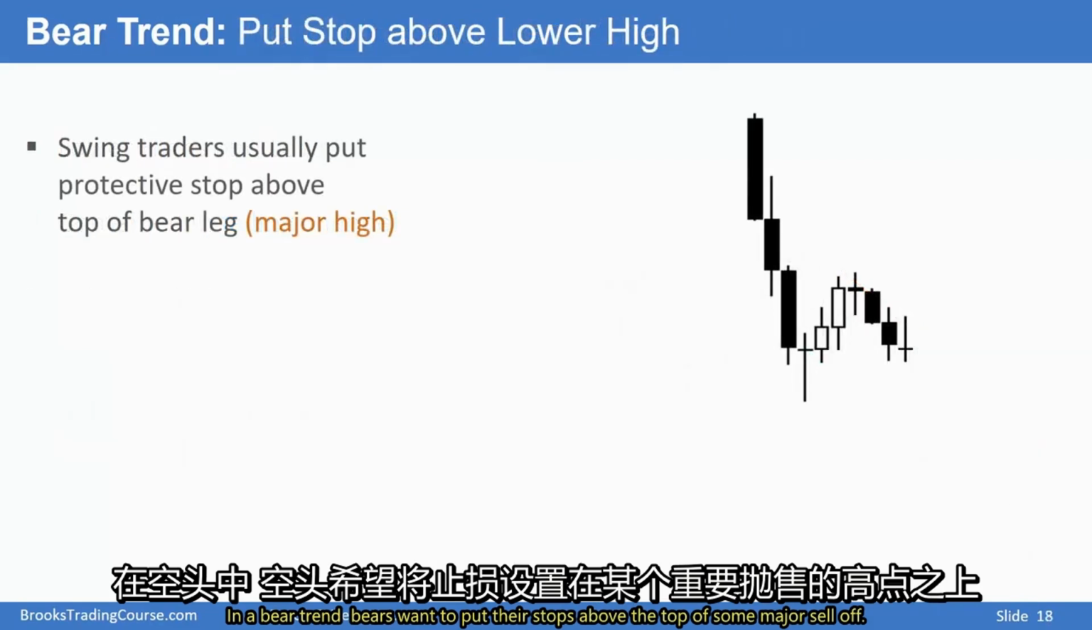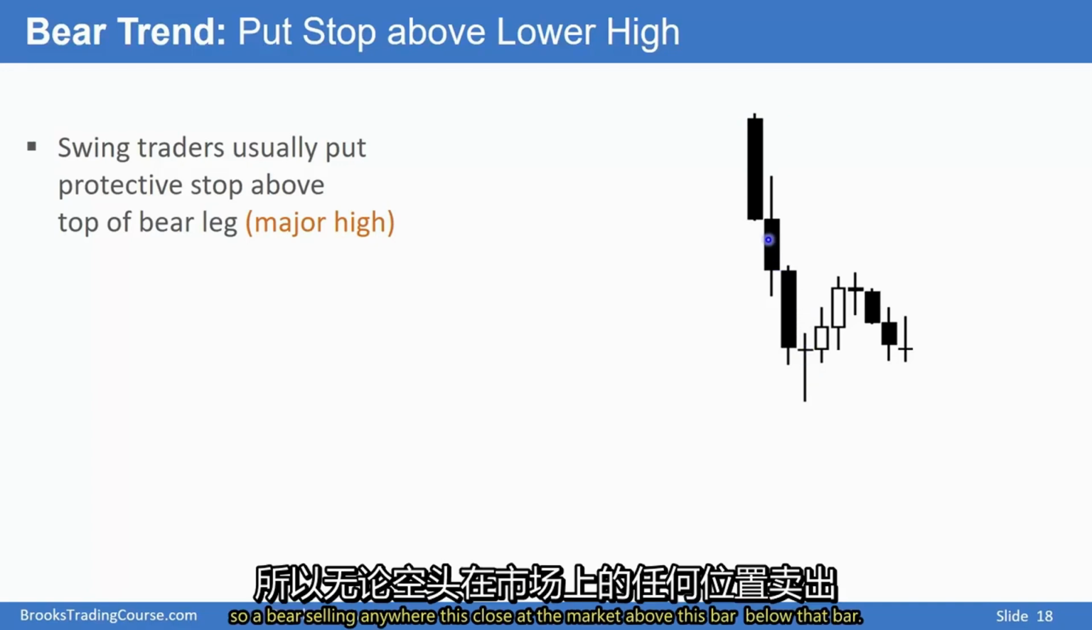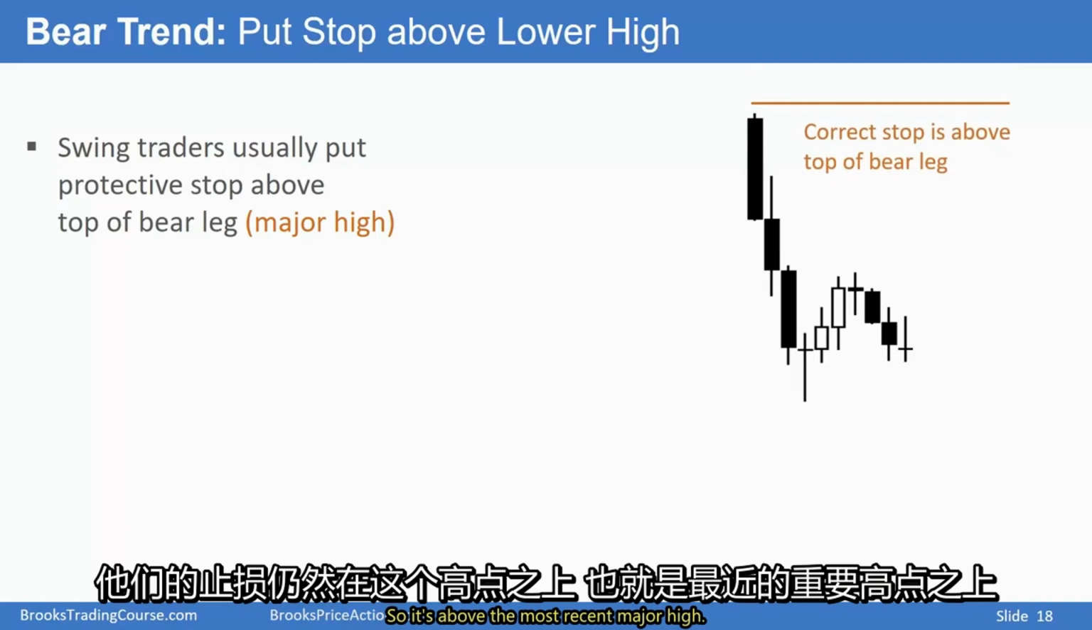In a bear trend, bears want to put their stops above the top of some major sell-off. Here we have a very strong bear breakout, so bears selling anywhere this close at the market, above this bar, below that bar, doesn't matter. Their stop is still above this high. So it's above the most recent major high.